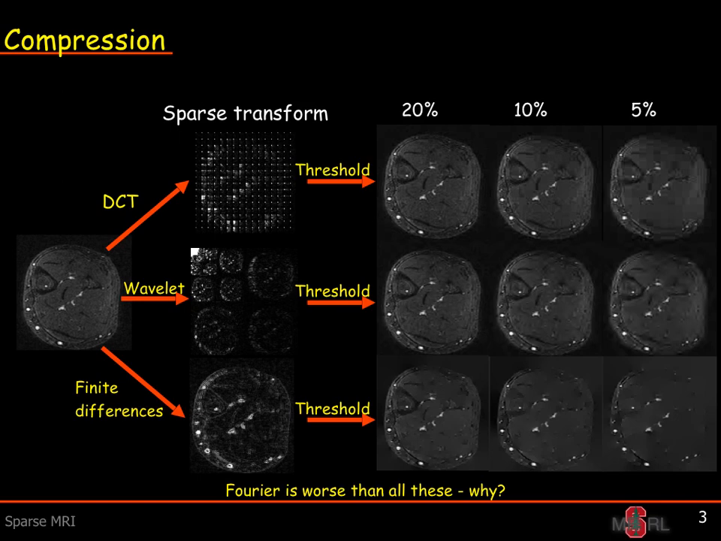For example here, it appears that the discrete cosine transform or the wavelet transform significantly outperforms the finite differences, which tends to give you pretty large flat regions right away. Fourier transforms are going to be, in practice, worse than all of these because they don't take local differences. Each coefficient in a Fourier transform is a weighted sum of all of the voxels in the image, whereas all of these other transforms operate locally.